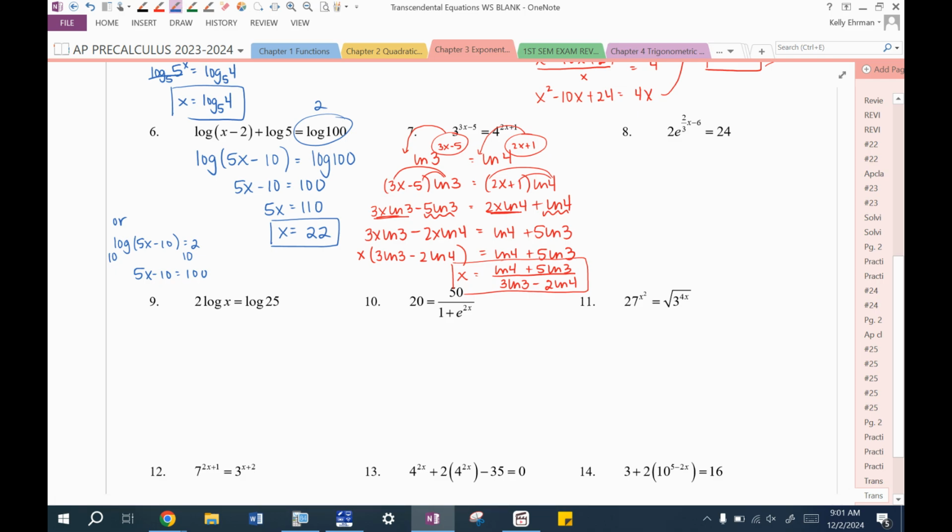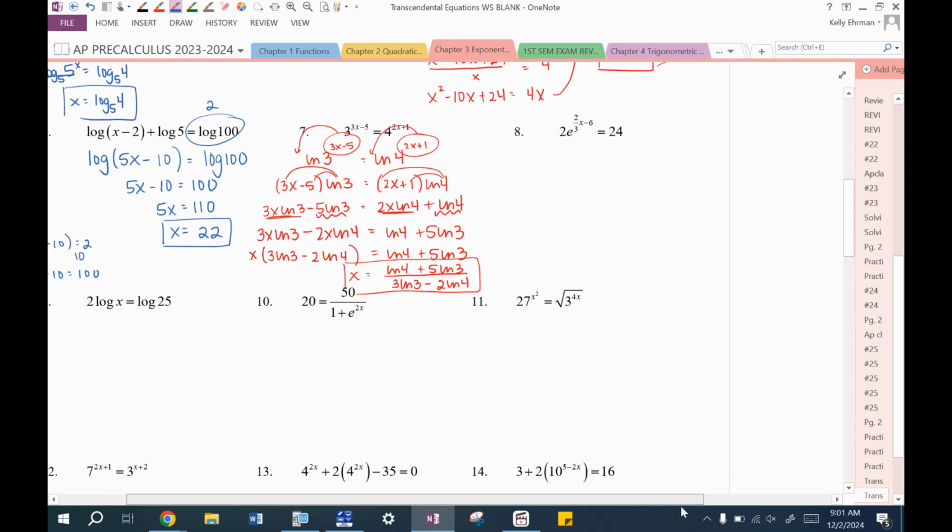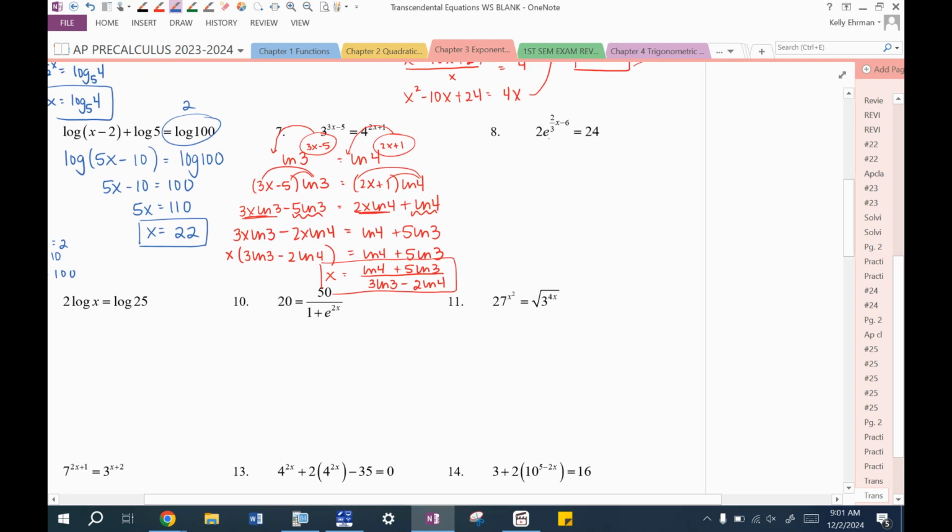Okay, for number 8, I'm back to an exponential equation, and it's base e. So before I can natural log both sides, I have to make sure that I get rid of anything that's outside of the e. So I need to isolate the e term. So divide by 2. It's e to the 2/3 times x minus 6 is now equal to 12. So now I can natural log both sides. The natural log and the base e cancel out. So you have 2/3 x minus 6 is just equal to natural log of 12.